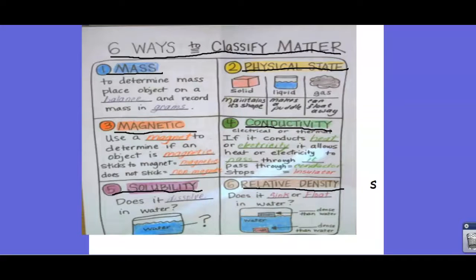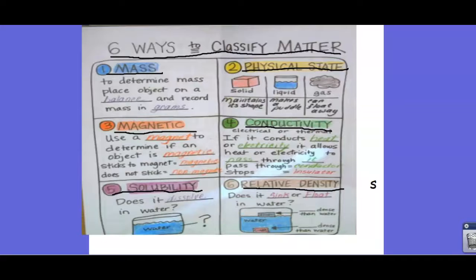Just to review, I'm leaving this up here because some students didn't get a chance to finish this the other day. It's just six ways to classify matter. We really discuss mass, which is, to determine mass, place an object on a balance and record the mass in grams. That is the number one way for us to classify an object based on its mass. Physical state is whether it's a solid, which maintains its shape, a liquid, which makes a puddle, or a gas, which can float away. Just some easy visual observations of what you can see.